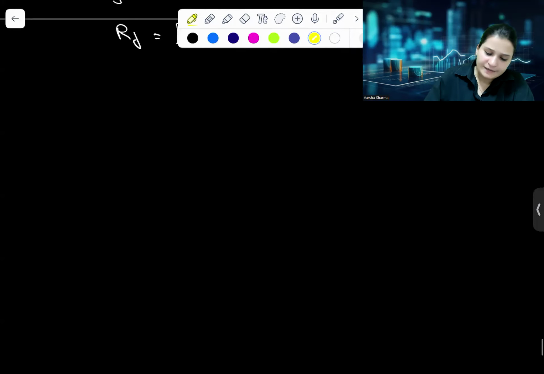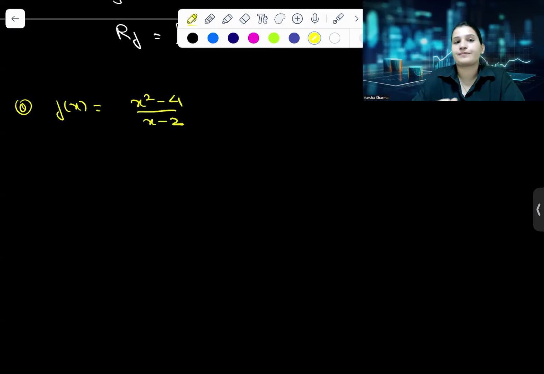Now, a different variety, a new thing here. Suppose I give you the function x square minus 4 upon x minus 2, it's a new variety. See here, it can be simplified, a square minus b square. But when we are about to do the domain part, we won't. It's a special sum. Here, the question itself can be simplified, but when we are finding the domain, we don't do that.